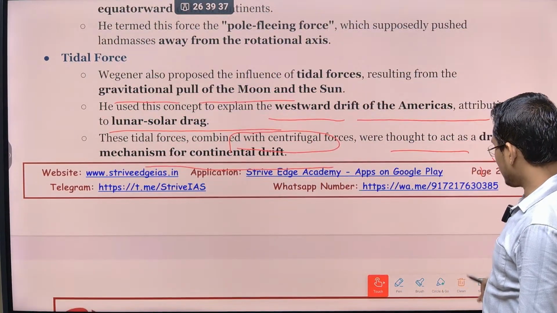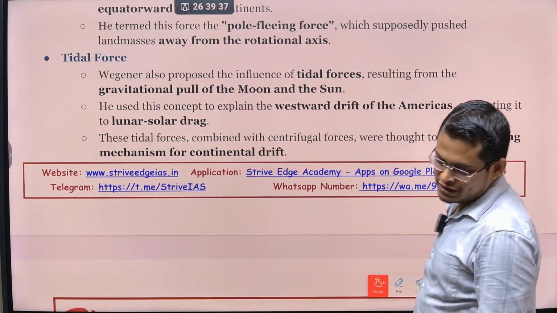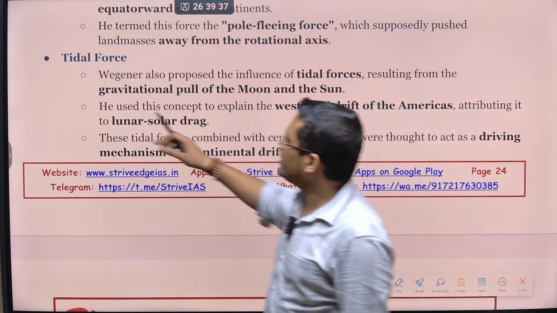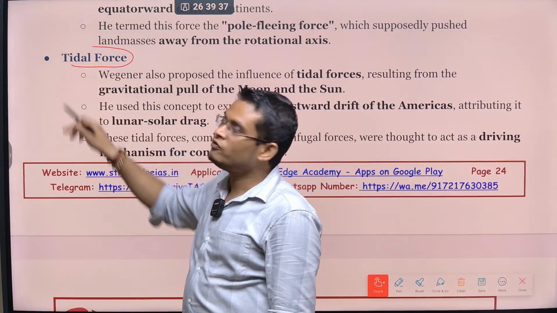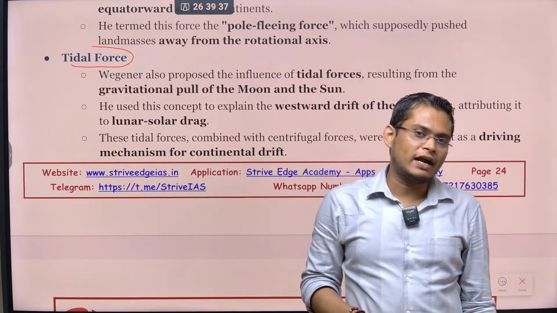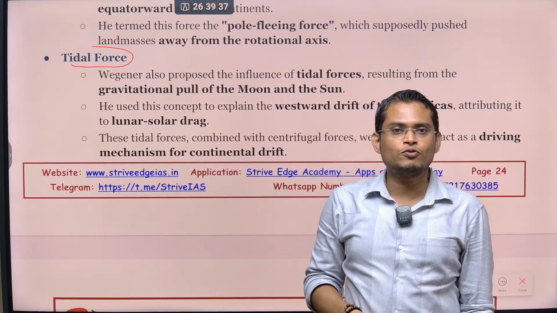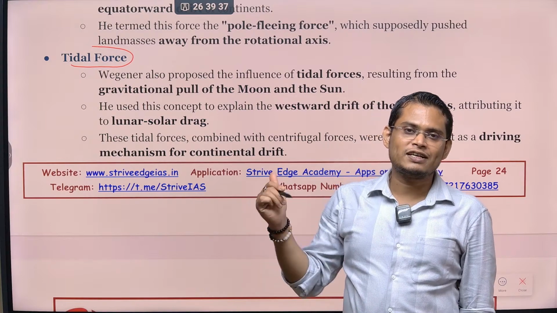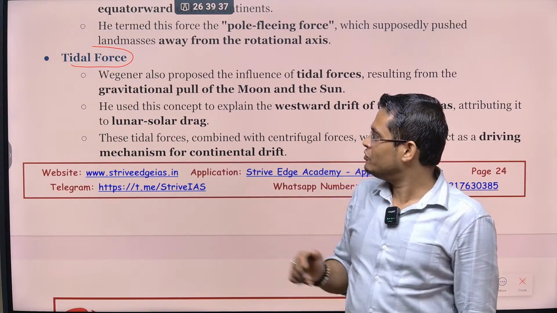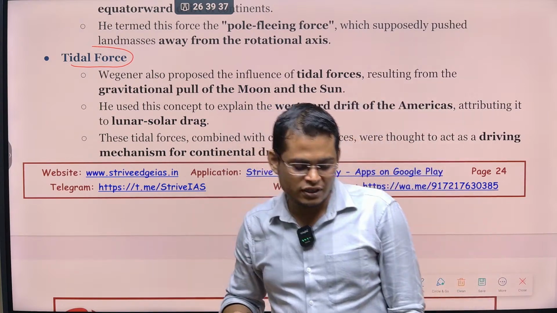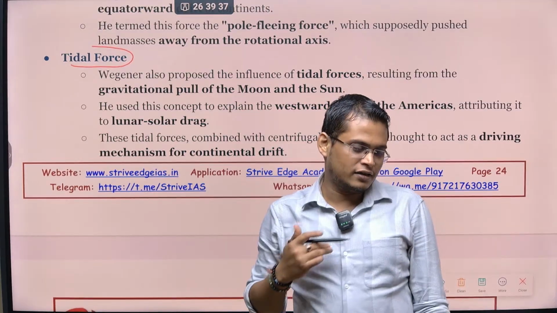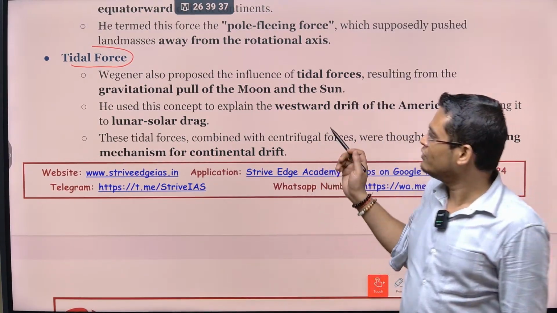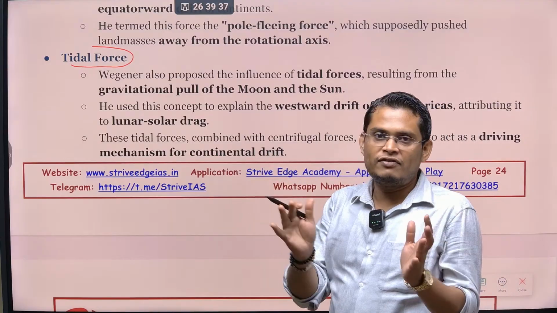So when scientists or geologists rejected this argument, at that time Wegener said that this happened because of tidal forces. Tidal force is because of the gravitational pull between the Earth, Sun and Moon. So Wegener said that this has happened because of gravitational pull. Again some geologists calculated that the gravitational force of the Sun, Moon and Earth is not enough to keep everything together.